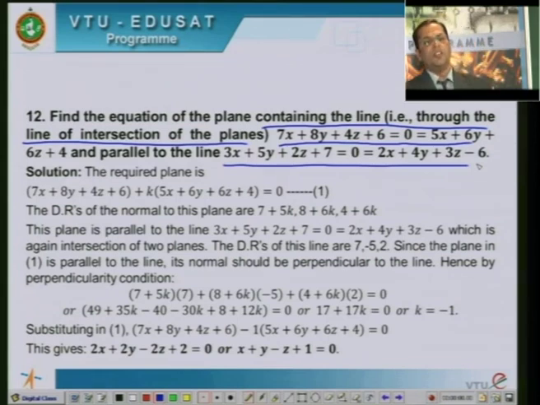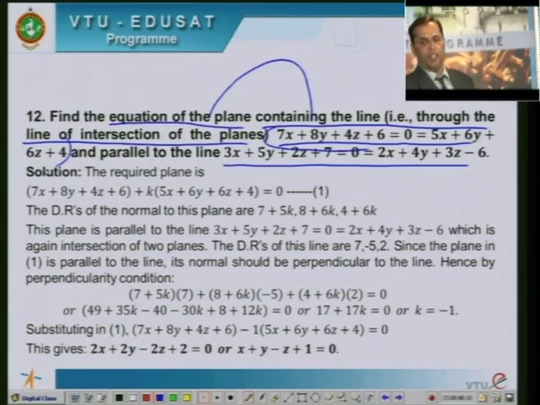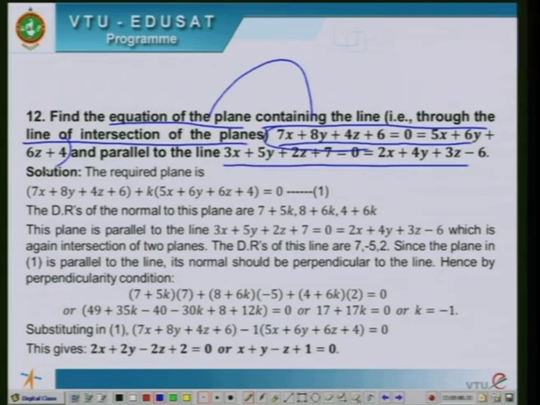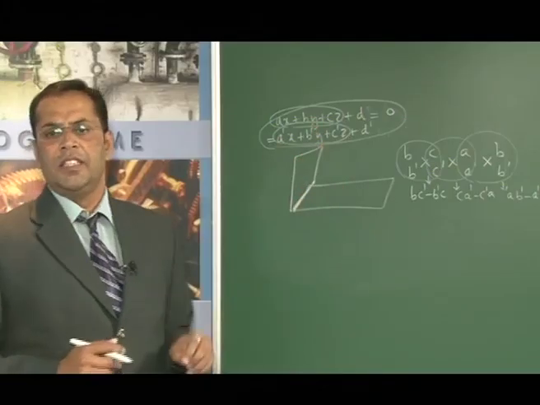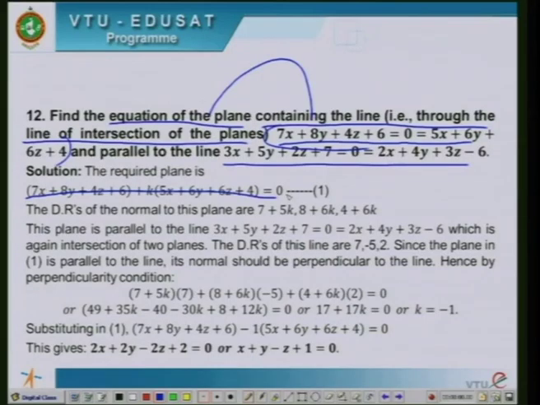So, how do you solve this? Observe that the required plane is containing this line, right. So, since the required plane is containing that line in two plane form, because there are two planes written here, the required plane should be obviously first plane plus k times the second. So, that you see written in equation 1 here. So, the required plane is 7x plus 8y plus 4z plus 6 plus k times 5x plus 6y plus 6z plus 4.